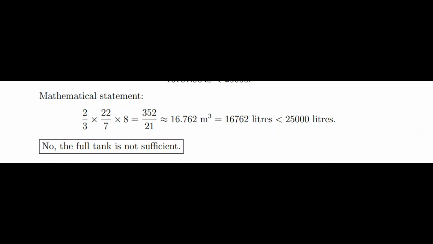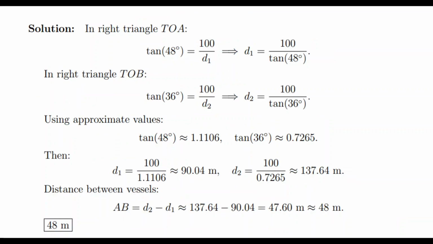So using the approximate values, tan 48 is equal to 1.106 and tan 36 is equal to 0.726. So then our D1 will give us 90.04 meters and D2 gives us 137.64 meters. So the distance between the two vessels will be the difference between D2 and D1, which will give us 47.60, which is the same as 48 meters.